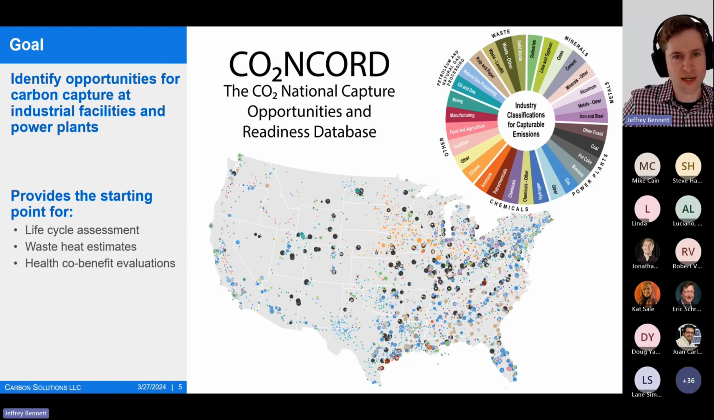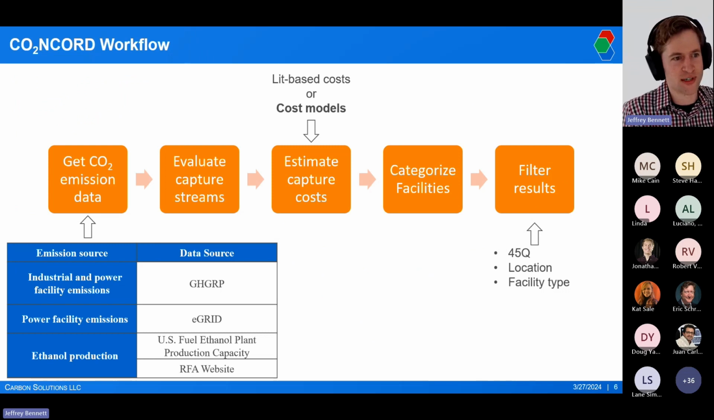So NCORD had this one original purpose, but has lots of different applications that we found. The examples that I gave here are things that we have either started working with or have done for other projects. So a little bit about how NCORD works.